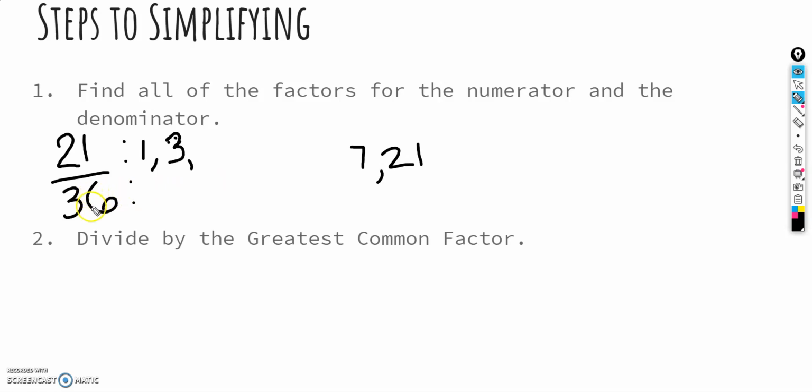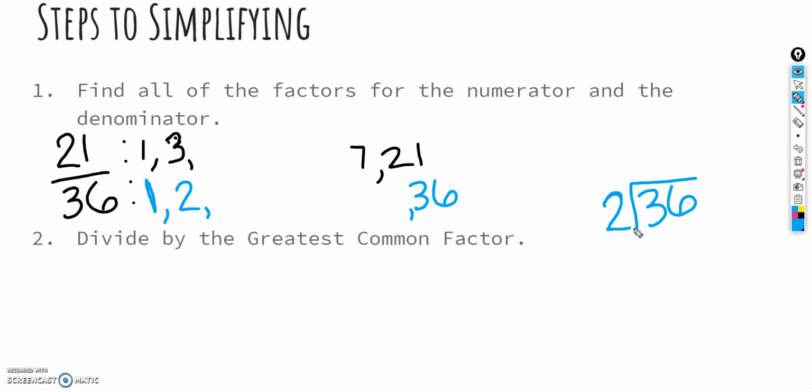Now we're going to do 36. I'm going to choose a different color so we don't get confused. So we always start with 1 and itself, which is 36. Is 2 going to work? Is this an even number? It is. 2 times what? Some of you might know this, but if you don't, what you're going to do is you're going to go off to the side and take the number we're working with and divide it by the number you're not sure if it works. Not the fraction, but the number.